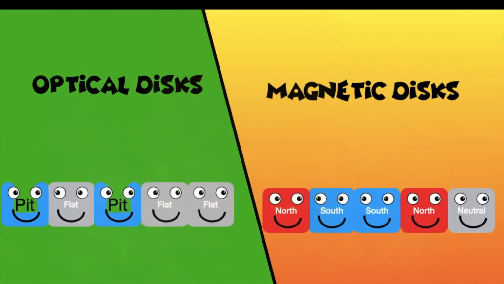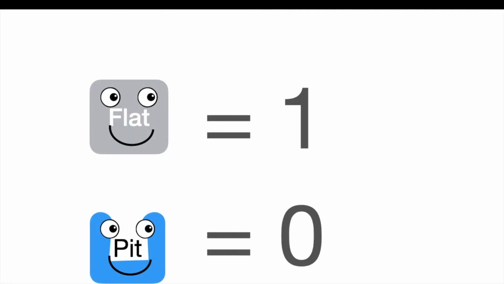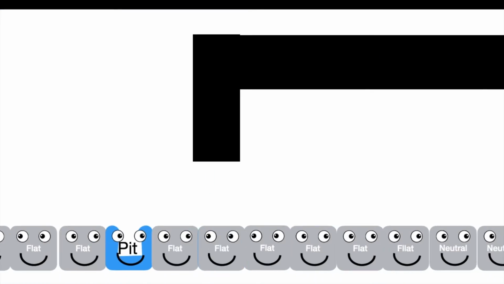Optical disks are very similar to magnetic, except instead of different magnetic polarizations, we have pits and flats, where the pits are created by a laser. Pits represent zeros and flats represent ones. For example, if we wanted to create the binary code 0, 1, 0, we would make 2 pits and keep 1 flat.